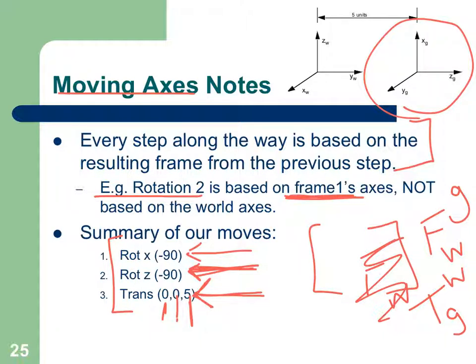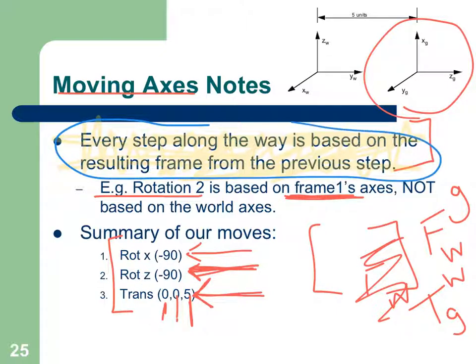The key thing to remember about the moving axis approach is that every step along the way is based on the resulting frame from the previous step, right? I wanted to highlight that, but the tool doesn't seem to be doing a great job, so let's just try using a pen instead. It's fun, this tool. Every step along the way is based on the resulting frame from the previous step. We're moving along, right? That's the moving axis notes.